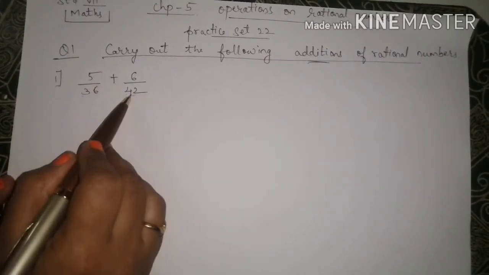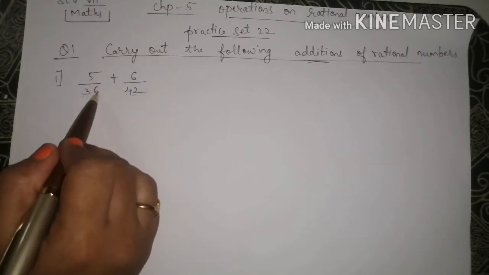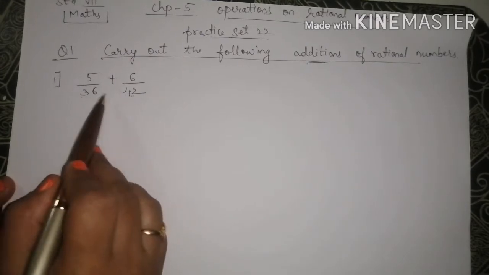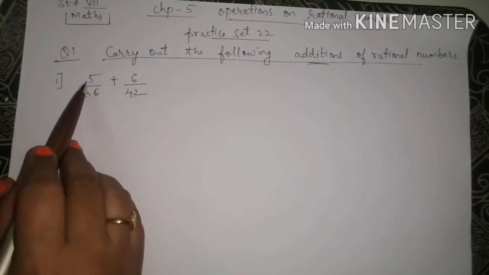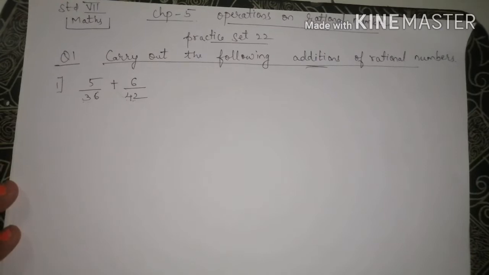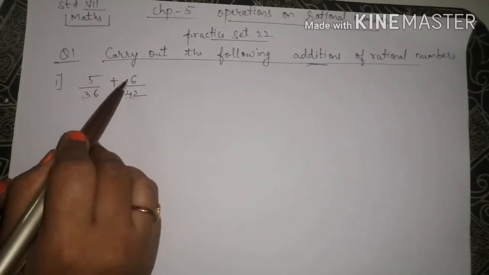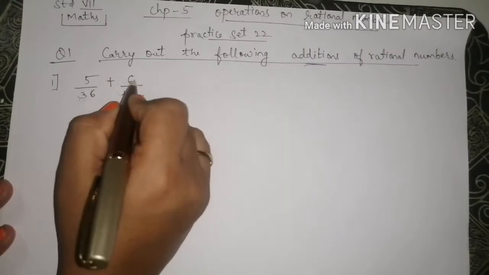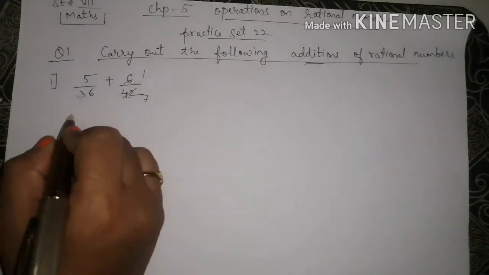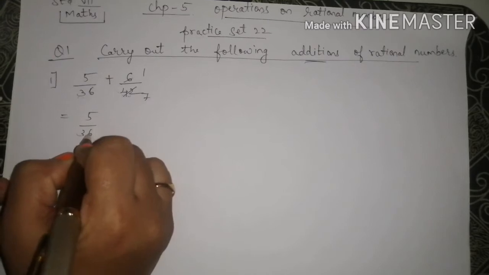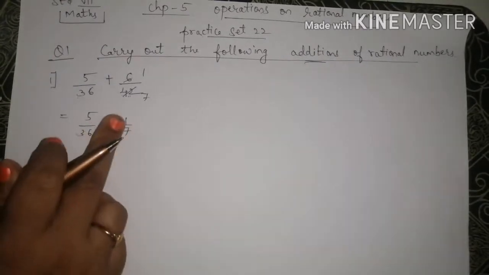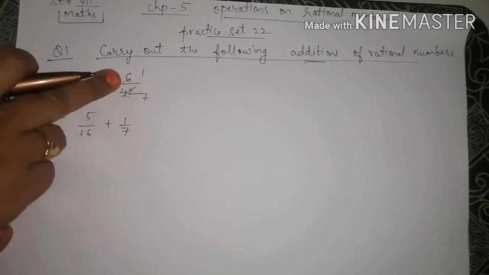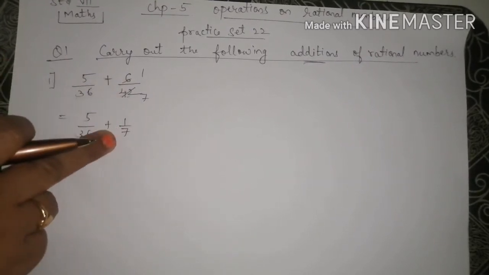If the denominators are not the same, there is one method: we do the cross multiplication. You have studied this. But here the numbers are bigger. Here 5 upon 36 I can't reduce, but to make the number smaller, I can reduce 6 upon 42, because 6 is in the table of 42: 6 ones are 6, 6 sevens are 42. So this fraction is reduced to 1 upon 7.